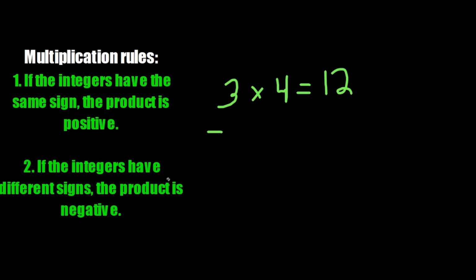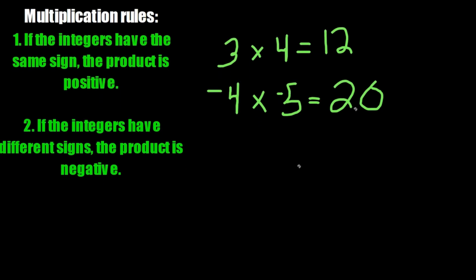Now let's say we have negative 4 times negative 5. Both of them have the same sign. Both of them are negative. And we think that a negative times a negative is a negative. But according to the rule, the answer will be positive. So we can just multiply regularly. 4 times 5 is 20, and negative 4 times negative 5 is 20.